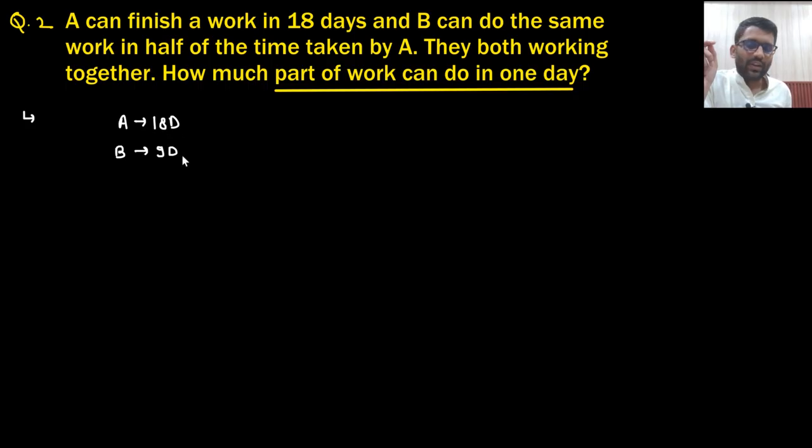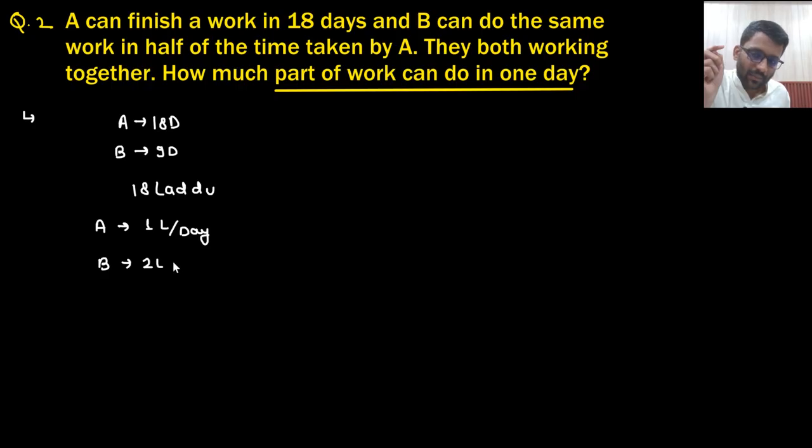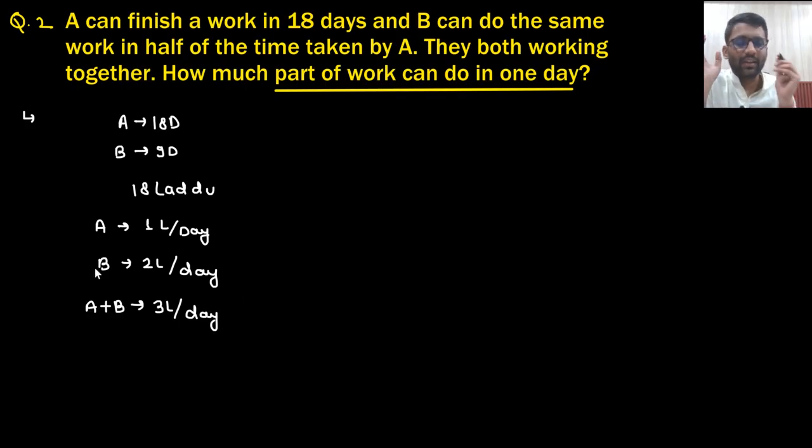So A takes 18 days, B takes 9 days. So I will take the LCM of 18 and 9, that would be 18. So my task is eating 18 laddu. So what is A doing? 18 laddu in 18 days. That means A is eating 1 laddu per day. And B is eating 2 laddu per day, right? And if both are working together, that means 3 laddu per day are being eaten.